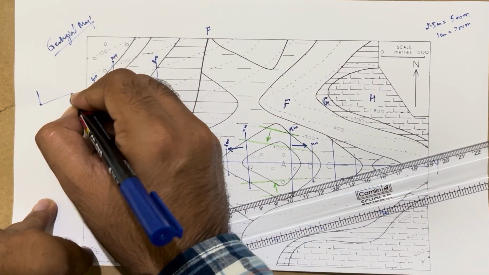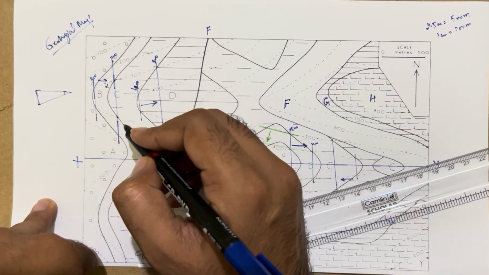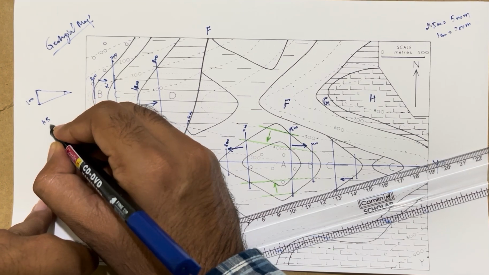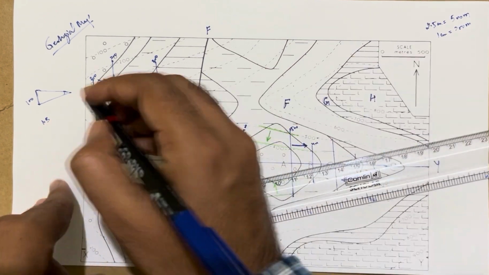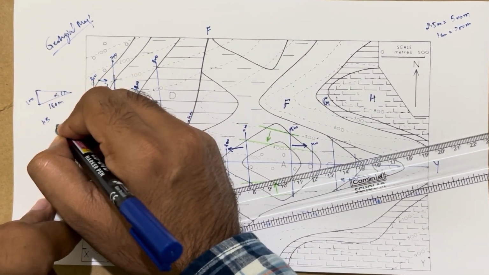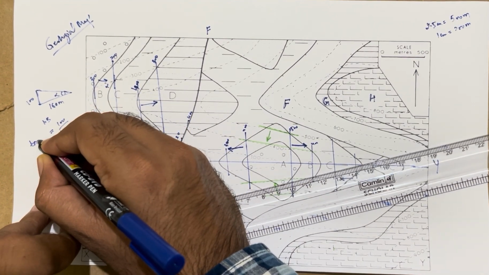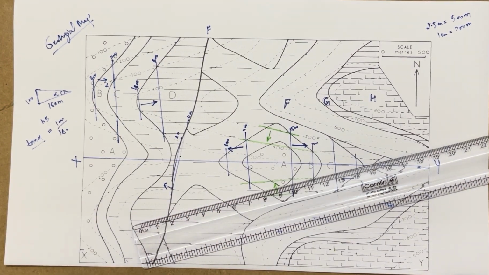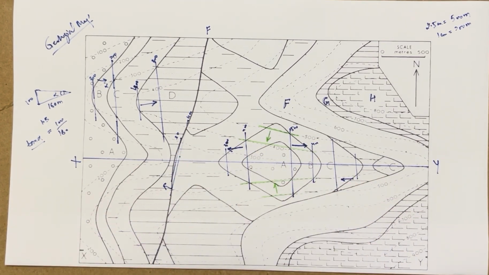So vertical distance is 300 minus 400, it is 100, and the horizontal distance is 1.3. So it means 1 centimeter is equal to 200, so it means it is equal to 160 meter, okay. And if this is alpha, we can calculate, okay, 100 by 160 is equal to tan alpha using Pythagoras theorem. Okay, this way we can calculate, okay. The dip is not changed, okay.